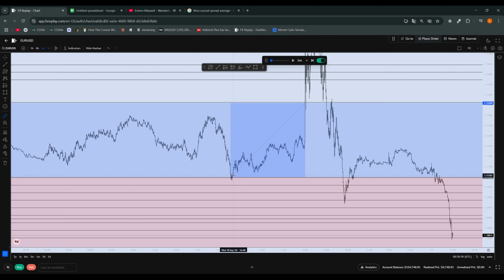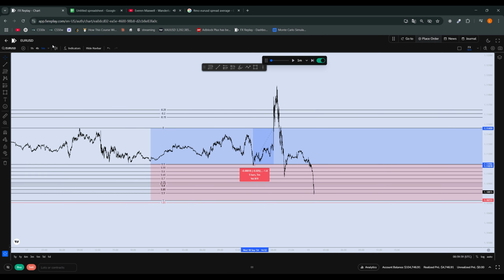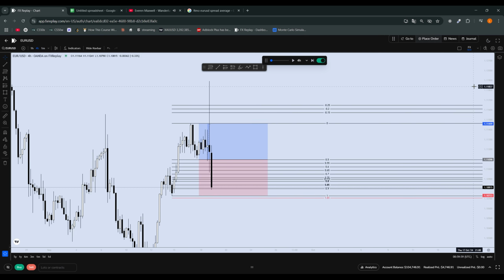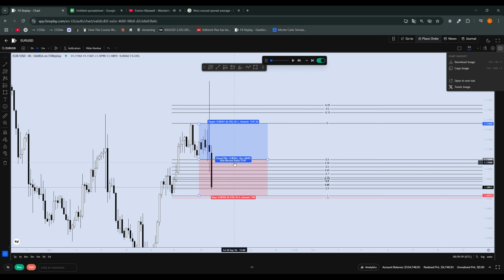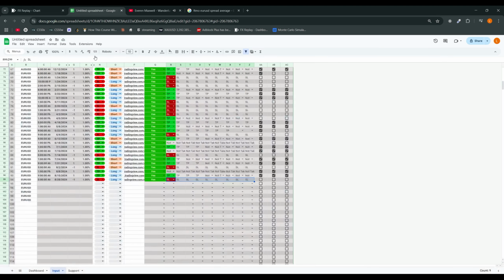So let's see with a ruler. I guess we already got into the 50%. Let's see with a ruler. Yeah, we got back in on the 18th of September at 1 p.m.